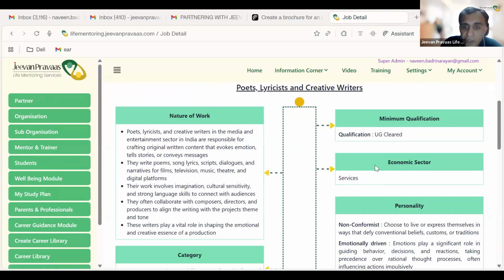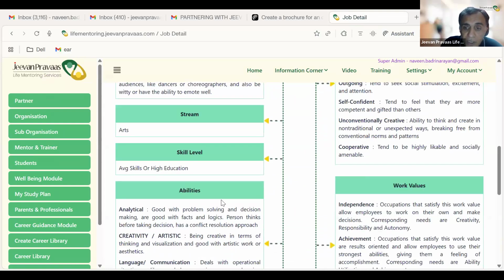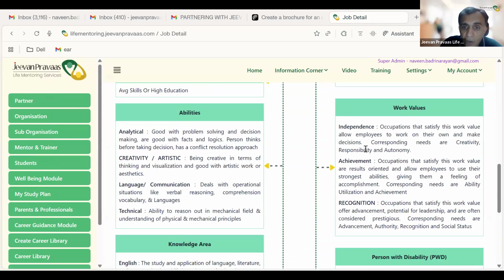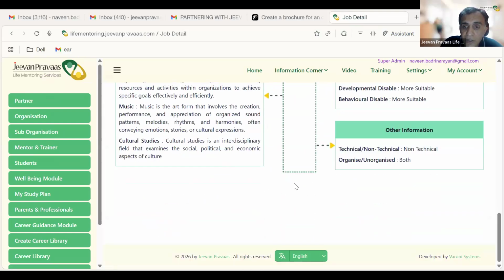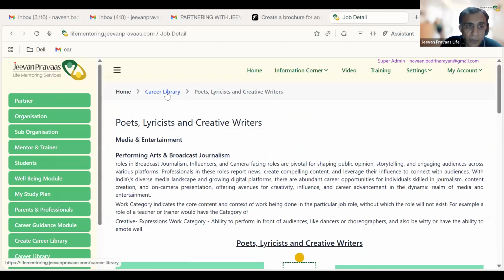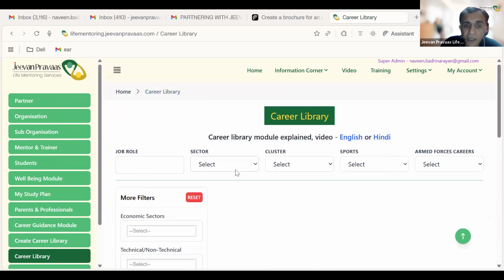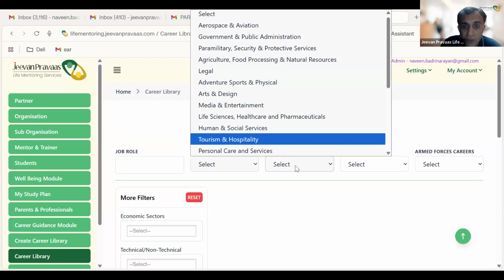What is the minimum qualification? What is the economic sector? What are the personality factors that are important here? What is the category? What is the skill level? What are the abilities? What are the work values? Or persons with disability, knowledge areas. So all this information is available for every single job role also. So you can do this sector selection and career cluster selection for all of them, and you can check for yourself.